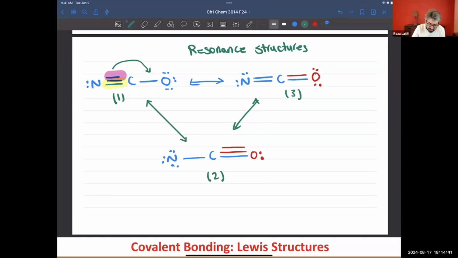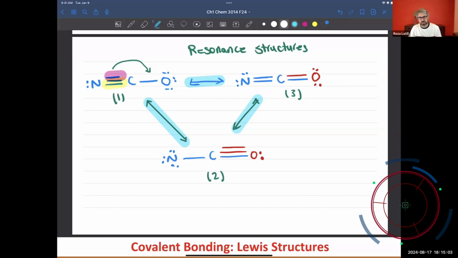And we use this sign between them, an arrow with a double head. That means you are dealing with resonance structures. So every time you see an arrow with a double head, that means you're dealing with resonance structures.